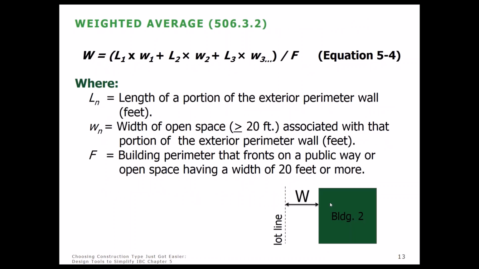You see the measurement of W down here. So you can actually add up the lengths of the perimeter of the building that face a certain width of open space and get a weighted average W to use in your equation. Let me just go back up here for a moment. If you're facing a public way here, you get to use the whole width of the public way for that W.